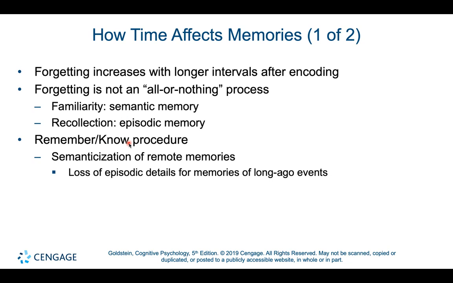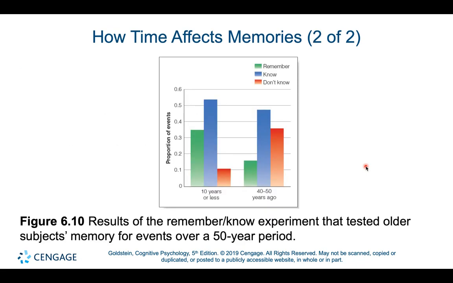So we often lose, as we discussed, the details of episodic memories, particularly with time, because forgetting these details increases as we have longer intervals after encoding or the creation of the memory. So this makes perfect sense. You're more likely to remember the details of something that happened last week versus the details of something that happened 10 years ago or 20 years ago.